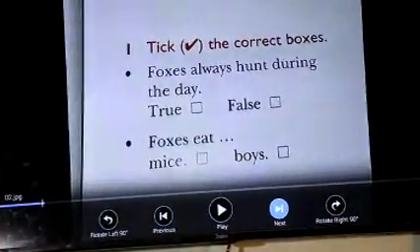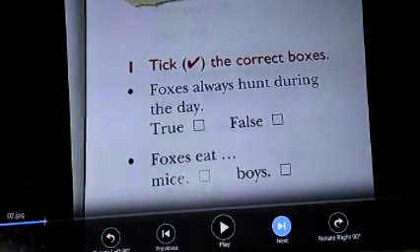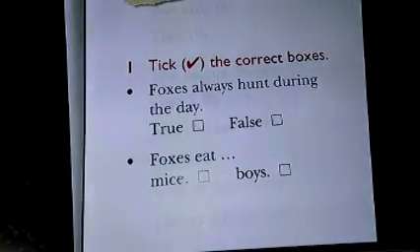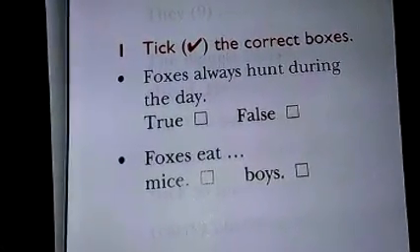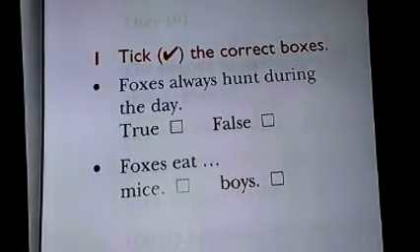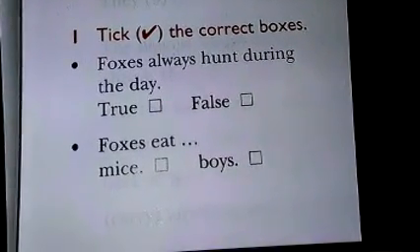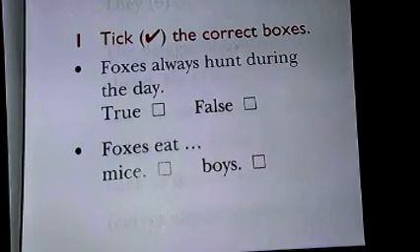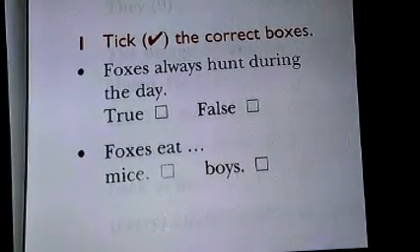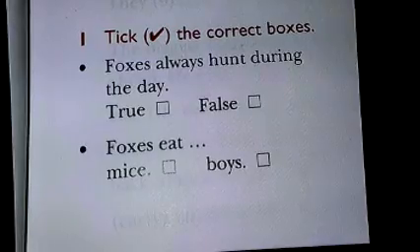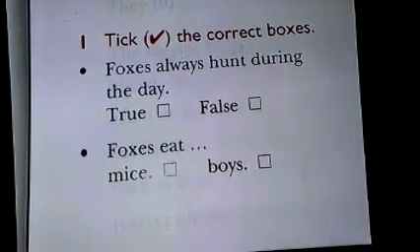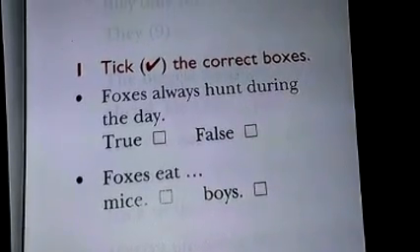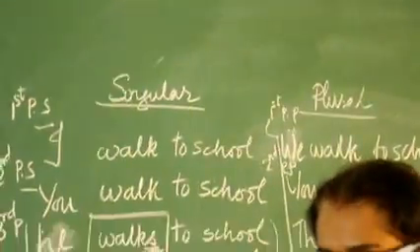Alright, now I want you to tick mark the truths, whether the statement is true or false. According to what Mo has read to you, foxes always hunt during the day. Is it true or false? Obviously it is false, right? Because Mo says they always hunt at night. They don't hunt during the day. They hunt at night. So there he is speaking to you about a fact.